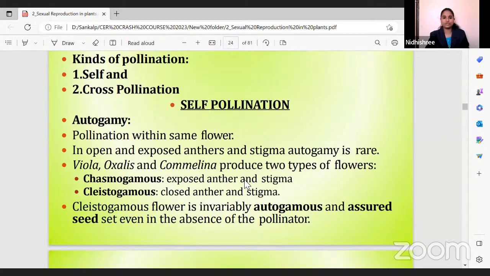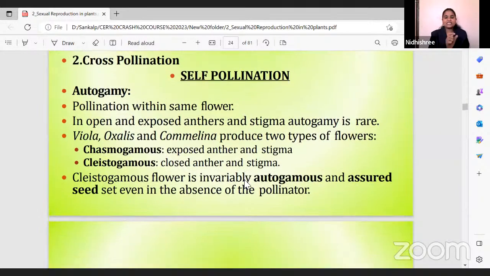Okay, self pollination, autogamy. Autogamy means within the same flower. Auto means self. Here, chasmogamous and cleistogamous, two terms come, children. Chasmo means what? Exposed anther and stigma. Anther and stigma are exposed, meaning they are visible to the eye. Cleistogamous means what? Closed anther and stigma. You cannot differentiate the anther and stigma. You cannot see anther and stigma clearly. So it is called cleistogamous.